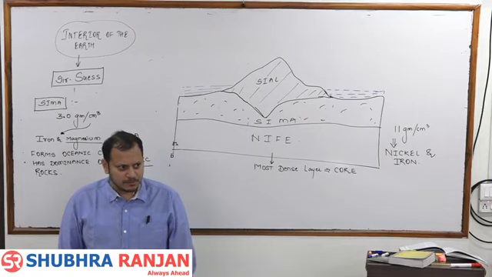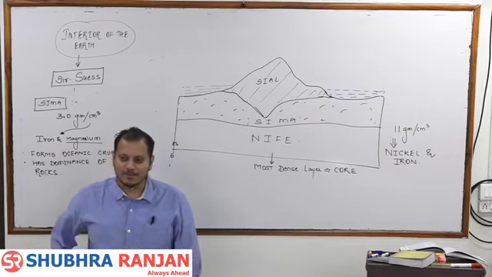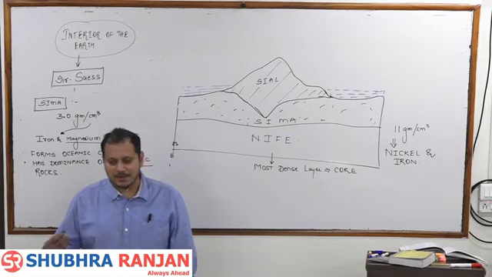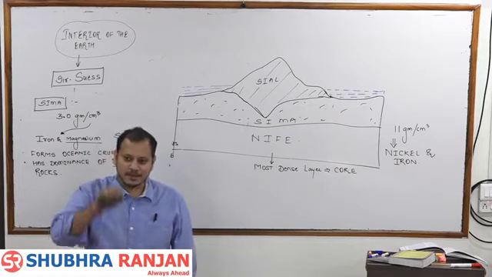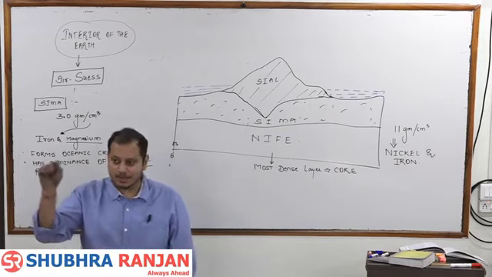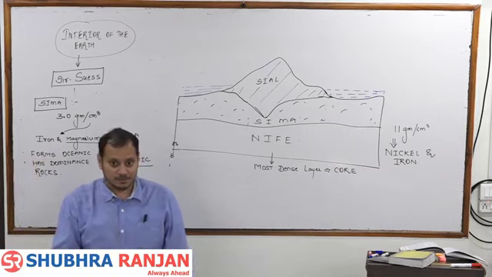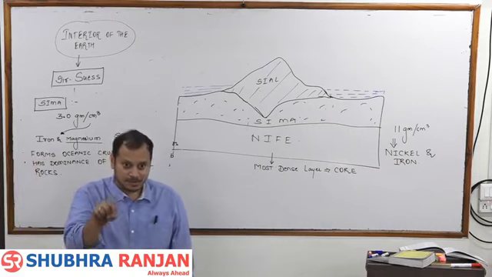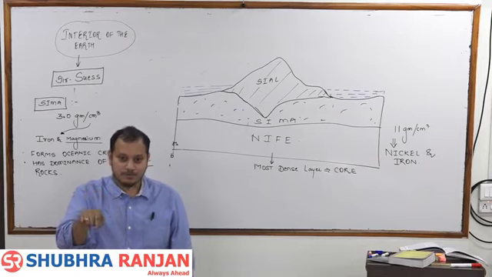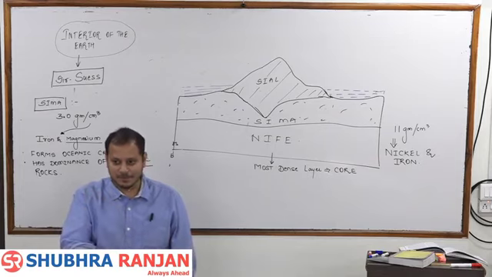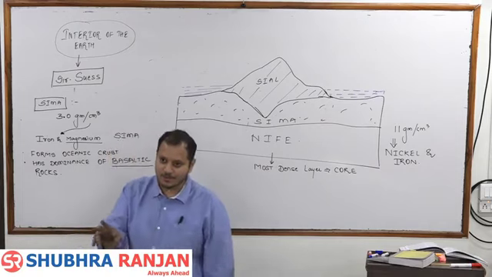Is it accessible to us? No, we can never see this nife. We cannot see the asthenosphere, we cannot see the mantle. The nife layer starts from 2900 kilometers below the surface of the earth. Human beings have succeeded only going up to a depth of 12 kilometers below the oceans and 4 kilometers below the continents.